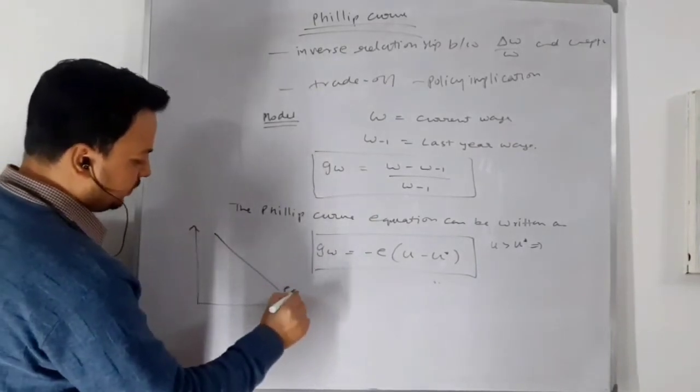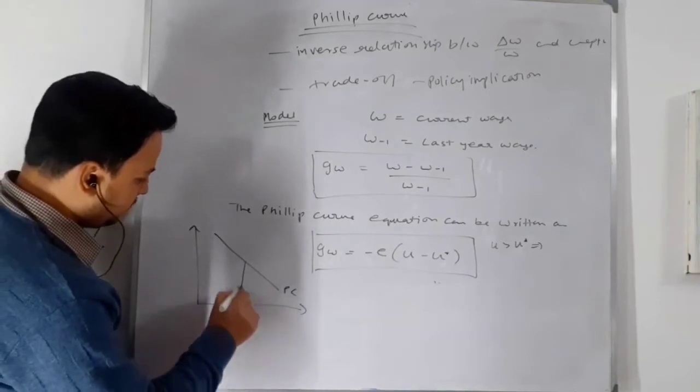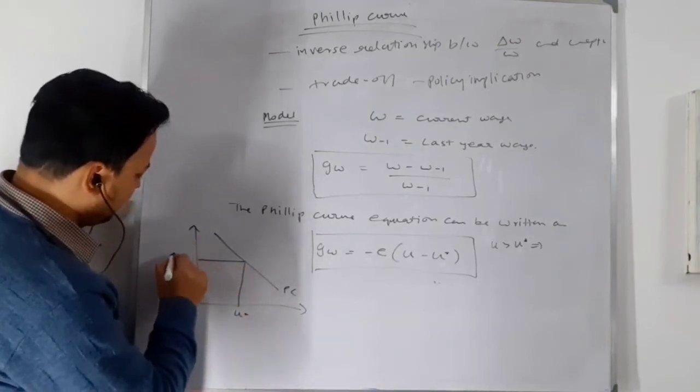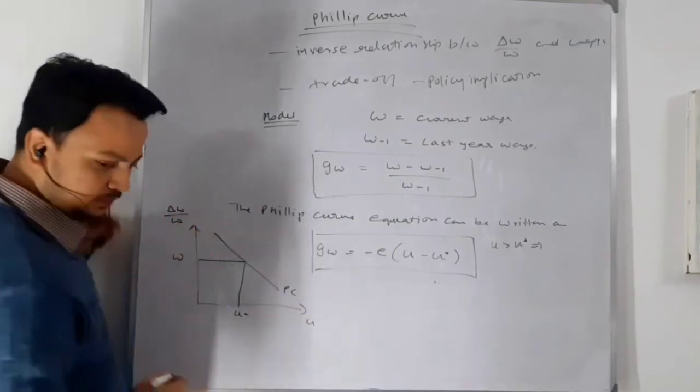Suppose this is your Phillips curve. This is your natural rate of unemployment. This is your wage; here you write wage inflation. Here, your unemployment.